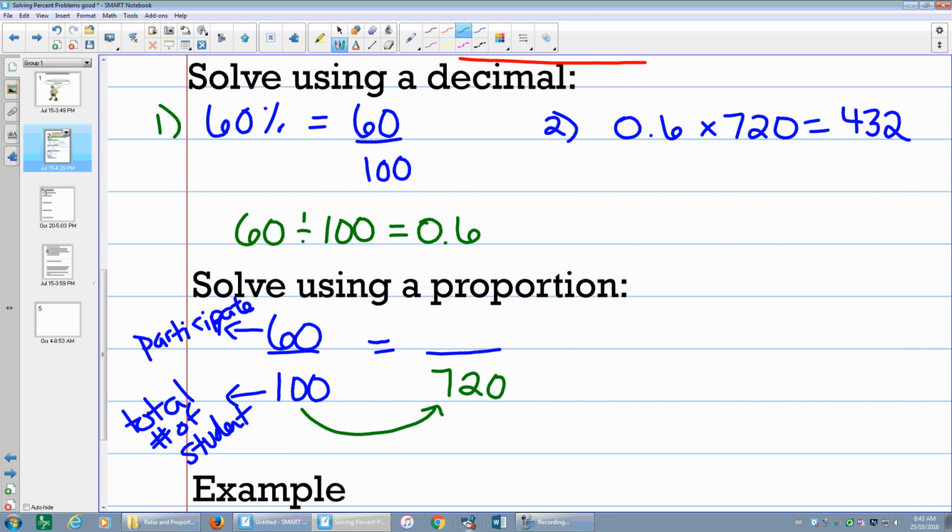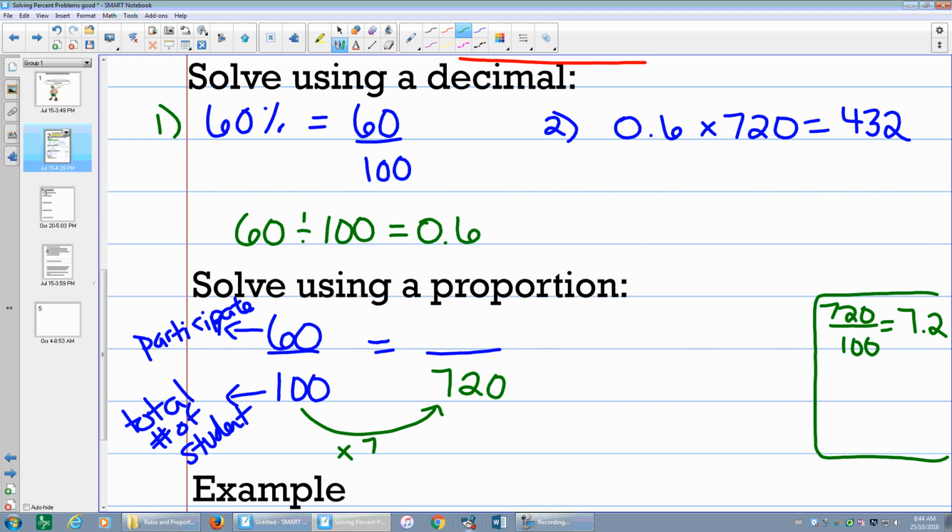100 going to 720 is increasing, so I know I'm going to have multiplication here. 100 times what gives me 720? In case you're not sure, we do the opposite to figure out what number that is. We take 720, the number we want, and we divide it by 100, and that will give us that magic number. I'll give you a minute to put 720 divided by 100 into your calculator. And you should get 7.2.